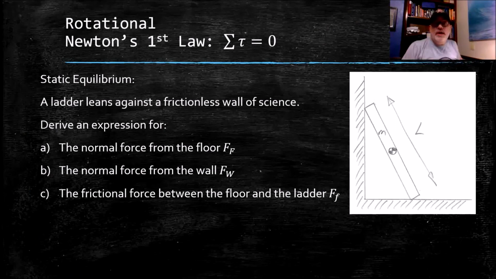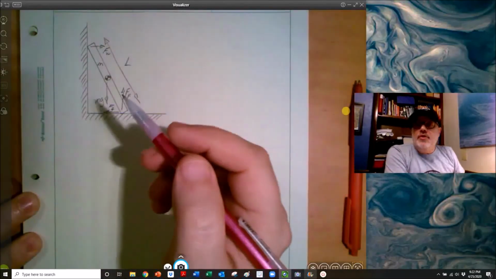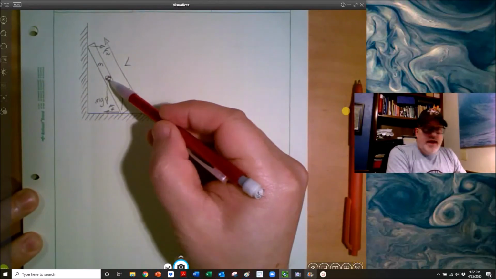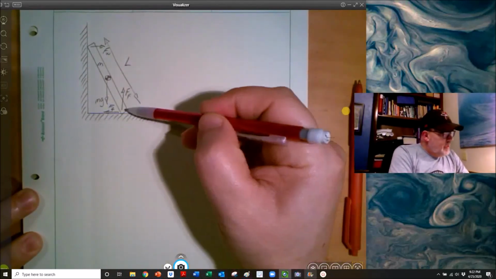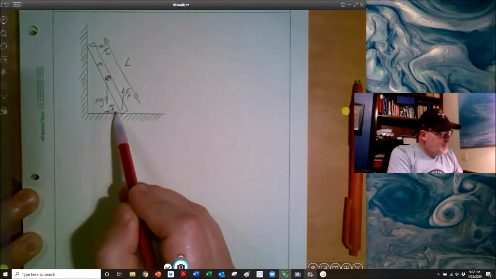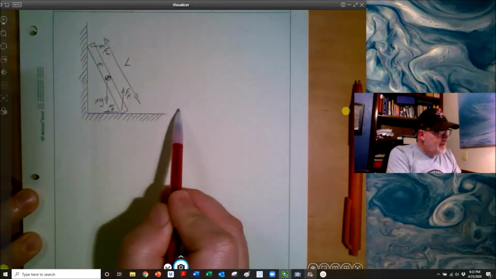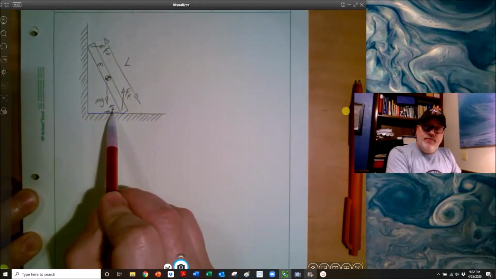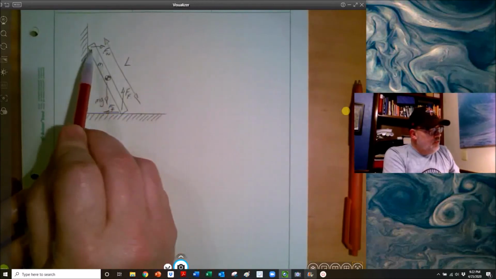Nice. This problem, we have a ladder that's leaning against a frictionless wall. So derive an expression for the normal force from the floor on the ladder, the normal force from the wall on the ladder, and the frictional force between the floor and the ladder. Here's my free body diagram. I have a gravity force down, mg. I have a force from the floor up, that's capital F for floor, and then I have a friction force because the ladder is going to try to slide this way, that's small f here for friction, and then I have a force from the wall.